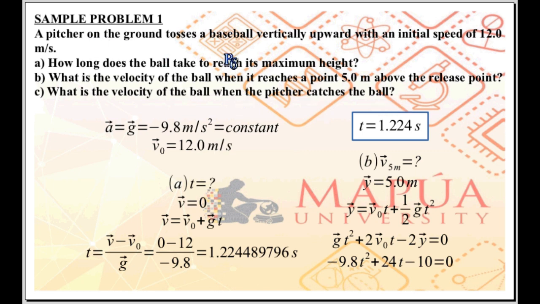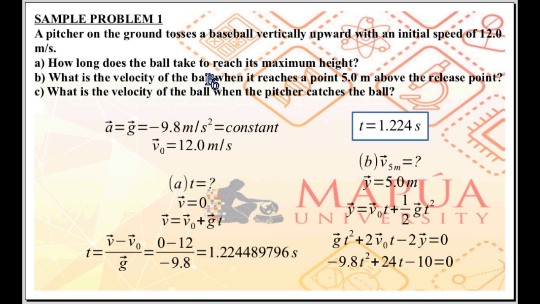You have an object that is thrown vertically upward, so it's moving along the y-axis. The only source of acceleration is gravity, so a is equal to g, equal to negative 9.8 meters per second squared, and it is constant at this value. So you have an object moving in uniform acceleration. You have the four equations of uniform acceleration that you can use to analyze the problem. The pitcher throws the ball vertically upward with an initial speed of 12 meters per second, so the initial velocity is positive 12 meters per second.